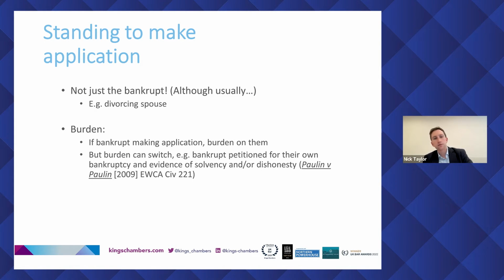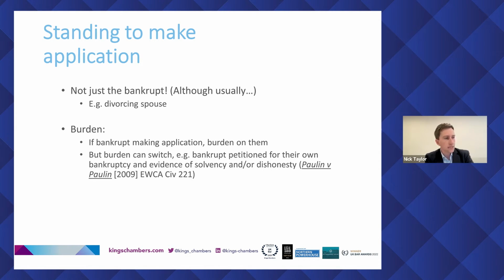So just a couple of other points to pick up on before giving you some more practical advice. In terms of standing to make a bankruptcy annulment application, obviously it's normally the bankrupt, but it actually doesn't have to be. Anyone can apply for a bankruptcy annulment, provided that they have a legitimate interest in the annulment. So an unfortunate but more common example of this would be a divorcing spouse who might believe that the bankruptcy application, often made by the bankrupt themselves in this situation, was designed to thwart the divorce proceedings and ancillary relief.